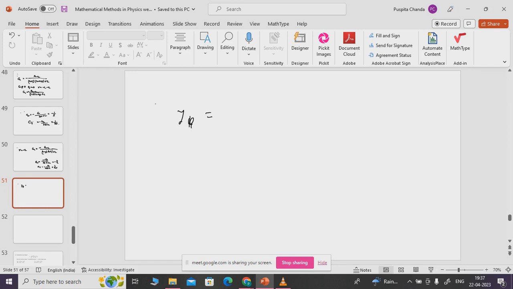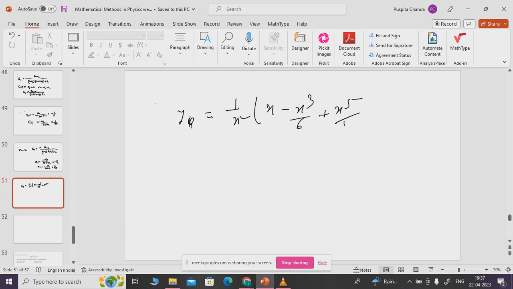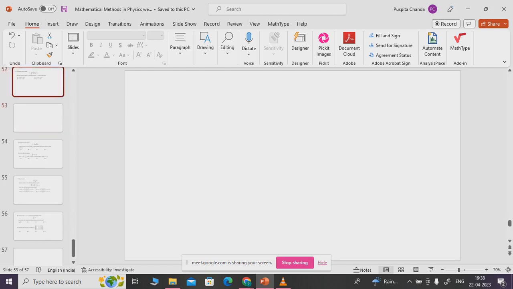So y is equal to 1 by x square when we consider C2 is equal to minus 1 by 6 and C4 is equal to 1 by 120. So it will become x minus x cube by 6 plus x to the power 5 by 120, and so on, plus x square times 1 minus x square by 2 plus x to the power 4 by 24 and all those things. Here it will be C1 and it will be C2. So this is the answer.